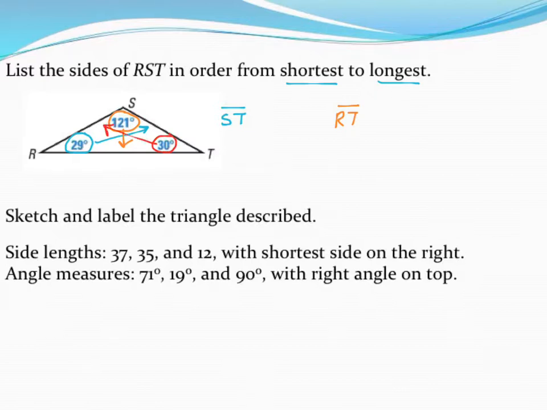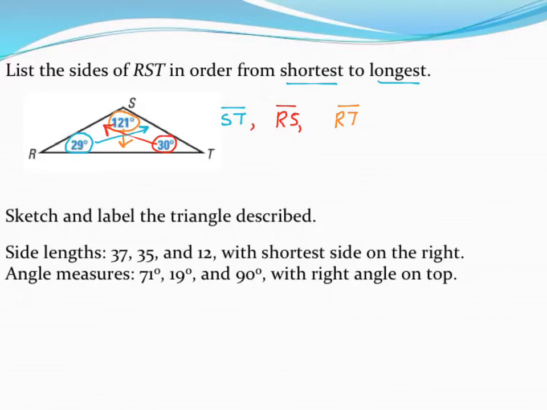So that's how I can use angles to order sides from shortest to longest. I can do the reverse as well. If I knew the side lengths, I could label the angles from smallest to biggest, or biggest to smallest.